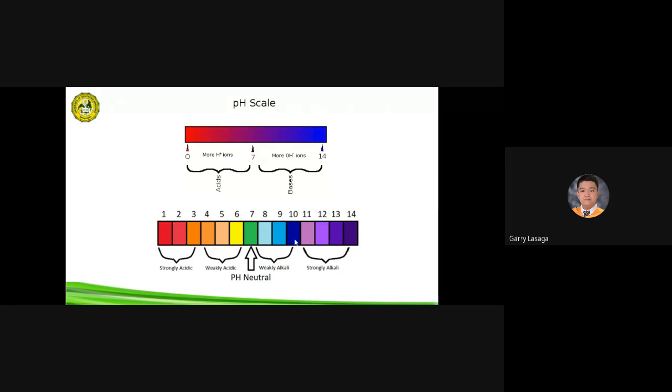So again, the greater the pH number, the stronger will be a basic solution. The lower the pH, the stronger is the acid. The lower the pH, the more hydrogen ions will be present in an acidic solution. The higher the pH, the more hydroxide ions will be present in the alkaline solution.